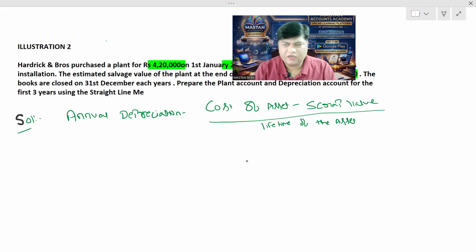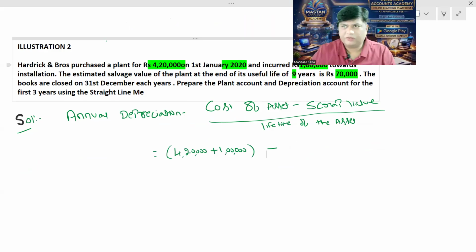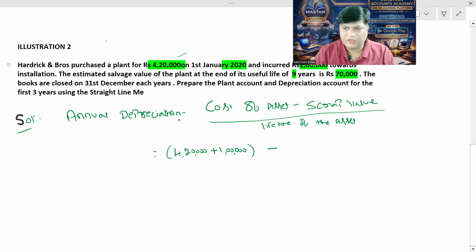What is the cost of the asset? The cost of the asset is 4,20,000 plus 1 lakh, minus the scrap value. 4,20,000 is the asset value, plus the 1 lakh incurred towards the installation, minus scrap value. The question is visible to everyone, I think. Just go through it. Look at the cursor here: 4,20,000, and here 1 lakh. So 4,20,000 plus 1 lakh is 5,20,000, minus 70,000 as the scrap value, divided by how many years? 9 years is the life. So divided by 9.